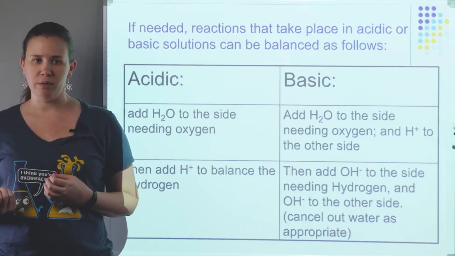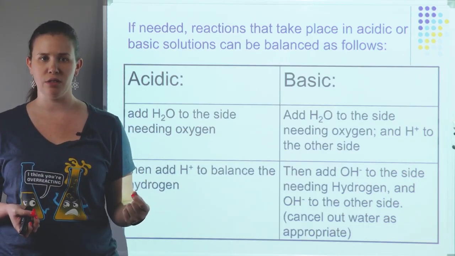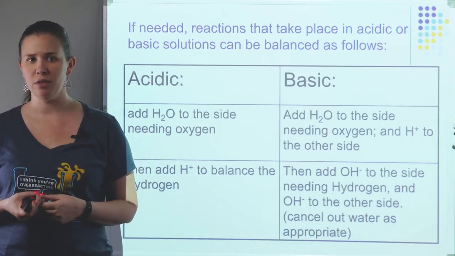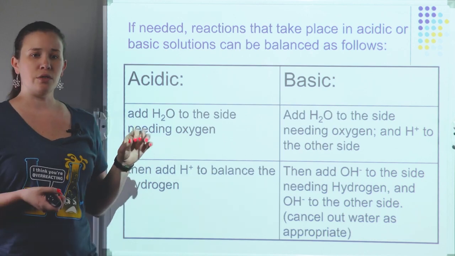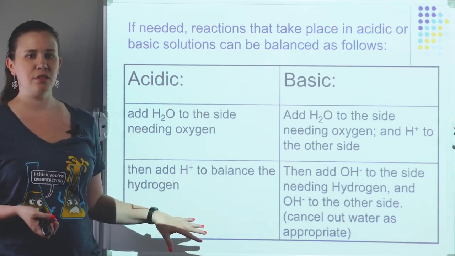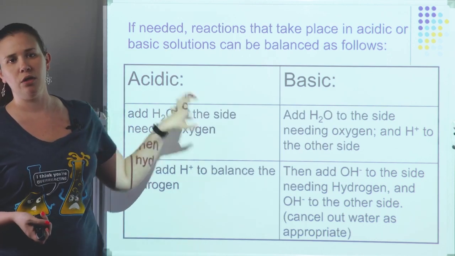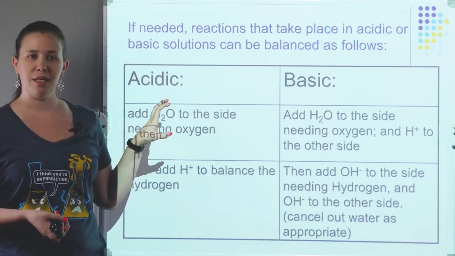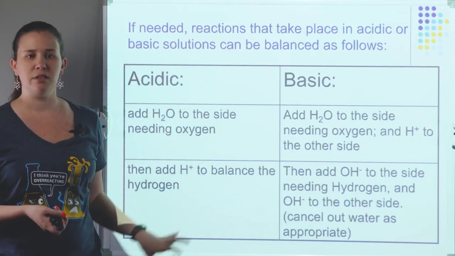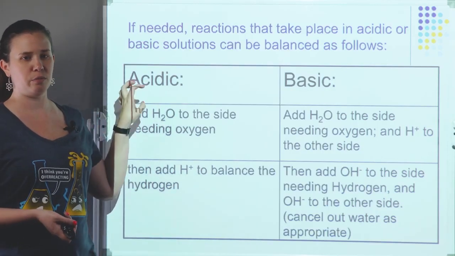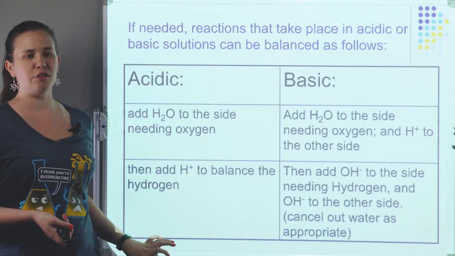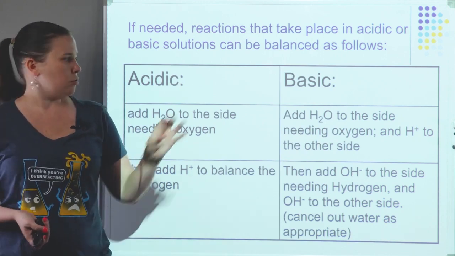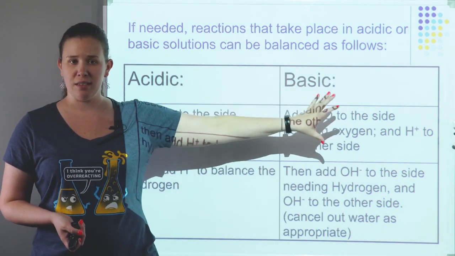Whenever you add water to one side, you're going to add hydrogen to the other side in order to balance the hydrogen atoms that we've introduced. It is also okay to just add hydrogens if needed, but whenever you add water, you are going to have to add the hydrogens. The water goes to the side with less oxygen, and then the hydrogen ions to the other side. So say, for example, we added water to the reactants, the hydrogen ions would go on the product side.